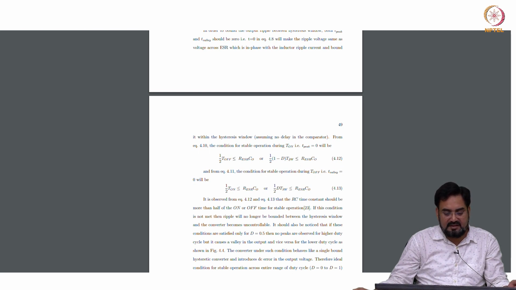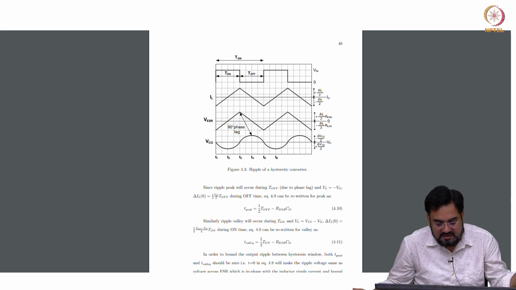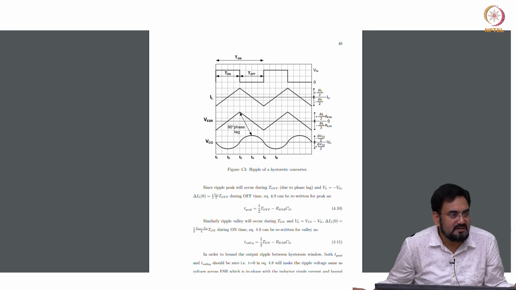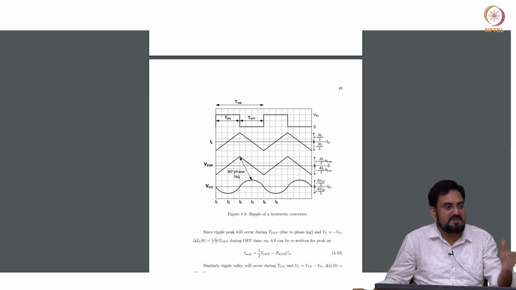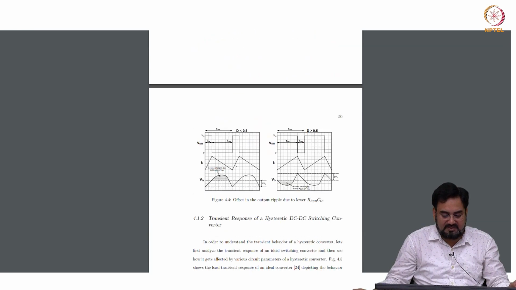T off you get here, and T off is nothing but 1 minus d. For the other case, this is for the peak, and for the valley you get T on by 2, and T on by 2 is nothing but d times TSW. If you meet only one condition when you are changing the duty cycle, you may have a problem. Around 50% you should be okay, but when you go more than 50%, one will limit, the other will not limit, and I have shown that condition here.